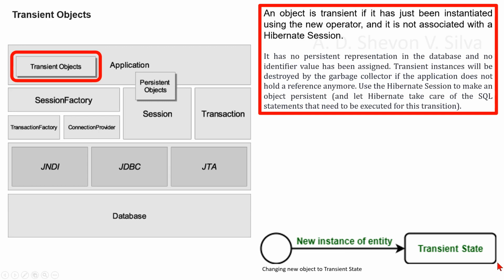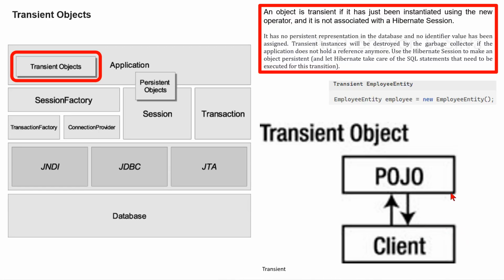There are two layouts in which transient state will occur as follows. One, when objects are generated by an application but are not connected to any session. Two, the objects are generated by a closed session. Here you can see a transient.